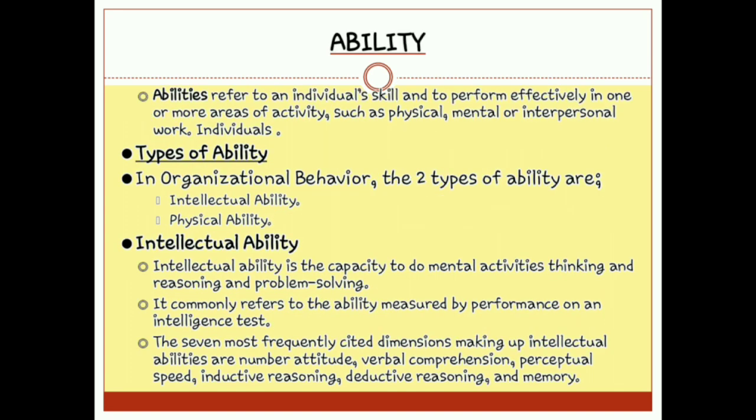Next, ability. Ability refers to an individual's skill and capacity to perform effectively in one or more areas of activity such as physical, mental or interpersonal work. The next one is types of ability. There are two types of ability. First one is intellectual ability, next one is physical ability.